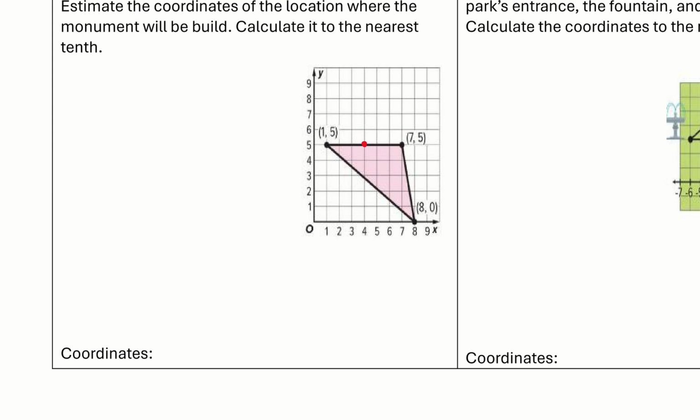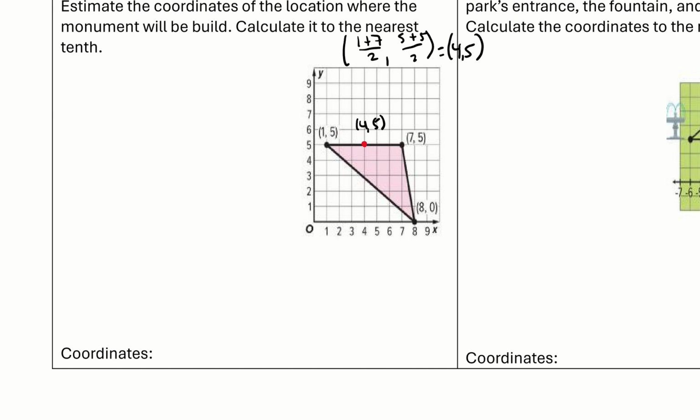If you struggle with that, you can just use the midpoint formula: for these guys, just add them up and divide by 2. So 1 plus 7 divided by 2, and then 5 plus 5 divided by 2. That's going to give you 4, 5, which is exactly that point. So that point is 4, 5. Let me just write that there.